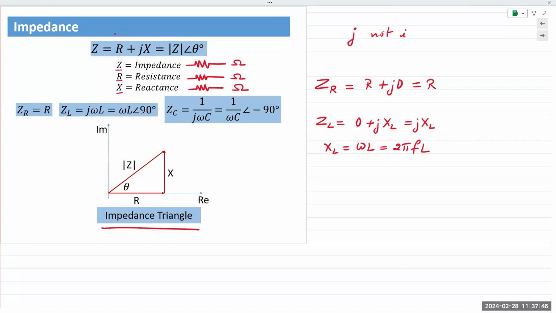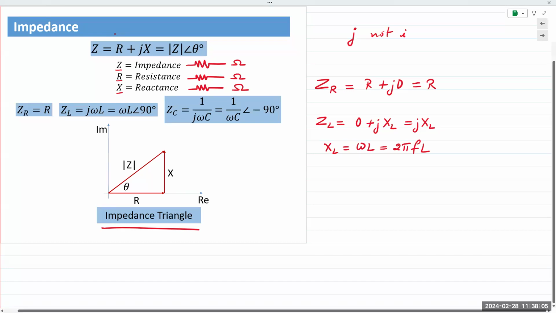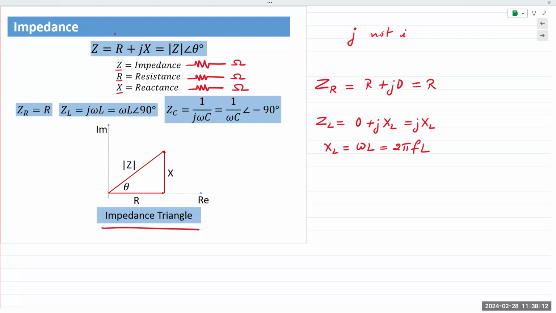So you can use either one of those. If the problem gives you omega in radians per second, you use omega L. If it gives you frequency in hertz, you use 2 pi FL. And you should be familiar with both, because depending on the industry you work for, they could be using omega, they could be using frequency in hertz. You need to be familiar with both. Okay. So again, ideal inductors do not have any resistance. So ZL, the impedance of an inductor, is simply J omega L or J 2 pi FL.